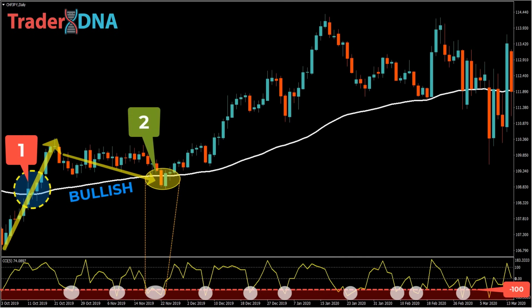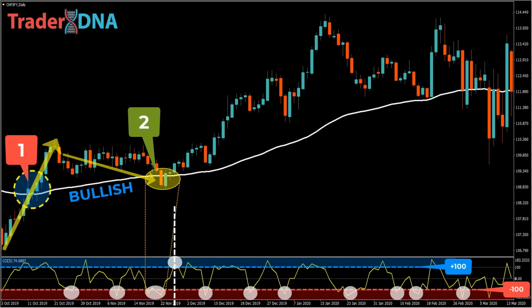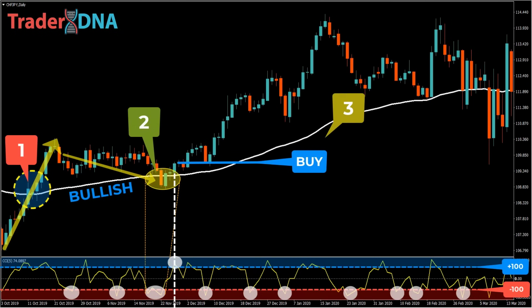Now for the third step, confirmation. If price bounces back up and CCI breaks above +100, we have our golden ticket: a high accuracy buy signal with massive profit potential. Executing the trade, here's what you do. As soon as we get this signal, we enter a buy trade on the next candle's open.